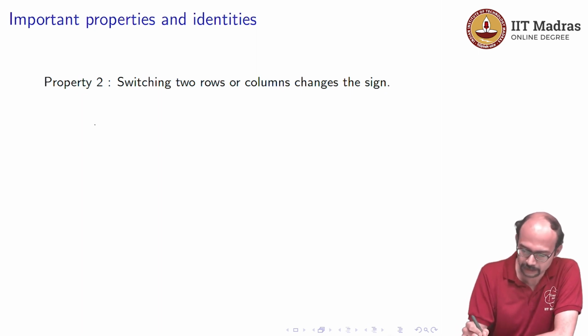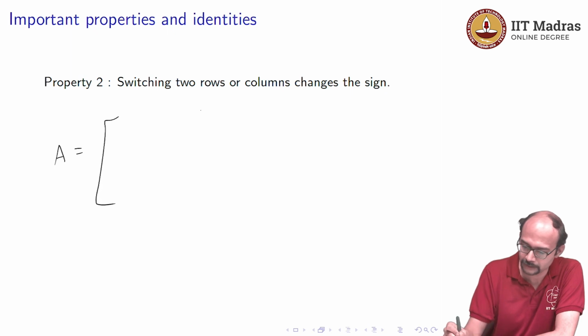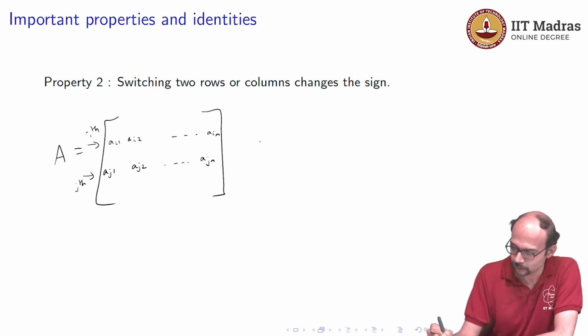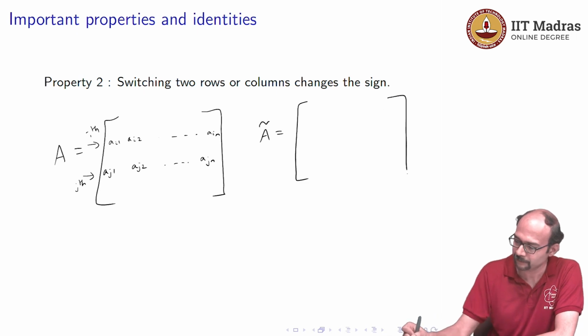So what do we mean by switching two rows or columns? Let me recall what that was. If A is like this, this is the ith row, this is the jth row, so this is AI1, AI2, AIN, this is AJ1, AJ2, AJN. So we switch these two rows to get this new matrix A tilde.